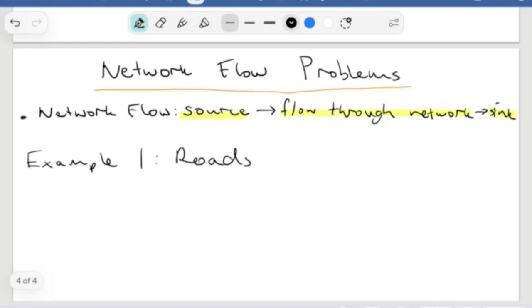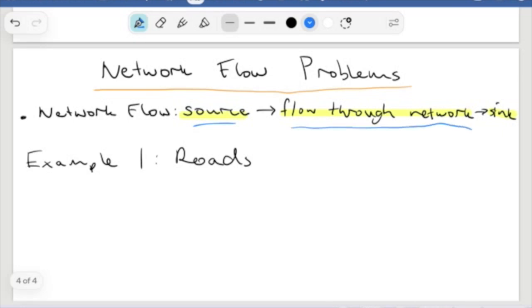Now you can see I've got a dot point here that says network flow, and it says source, then flow through network, then sink. Now, all of our networks, basically, it's a system of connecting tasks, for example, or this could be connecting roads, anything connecting a system of pipes. There's a few different examples we're going to talk about here, but they all begin somewhere. So this is what we mean by our source. This is where our network starts, and certain things will flow through the network.